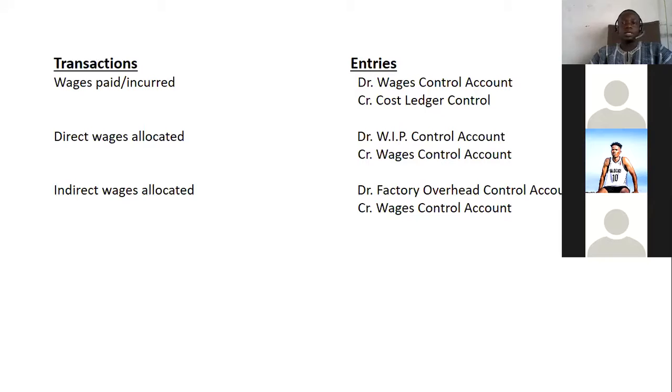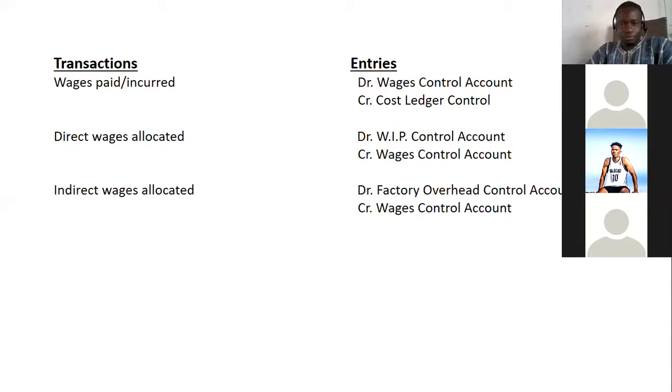All right. Then we move on to the next one. You know, wages can be divided in two major forms, can be direct or indirect, right? Direct wages allocated. Direct wages allocated. Yes. So we debit work in progress control account, and then credit wages control account. Now, why are we debiting work in progress control account? I want someone to tell me. Why are we debiting work in progress control account?